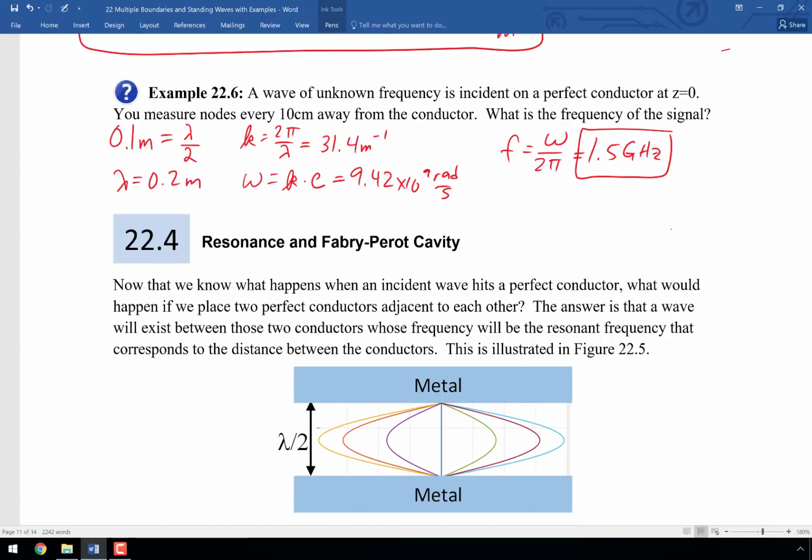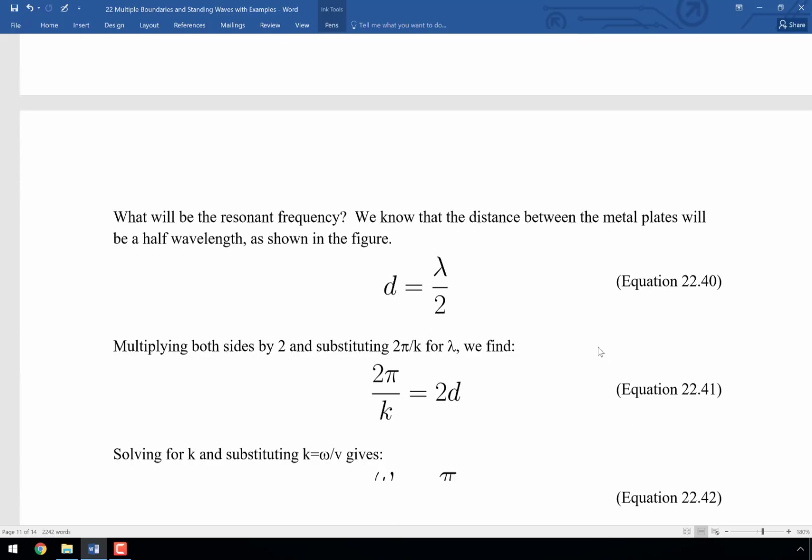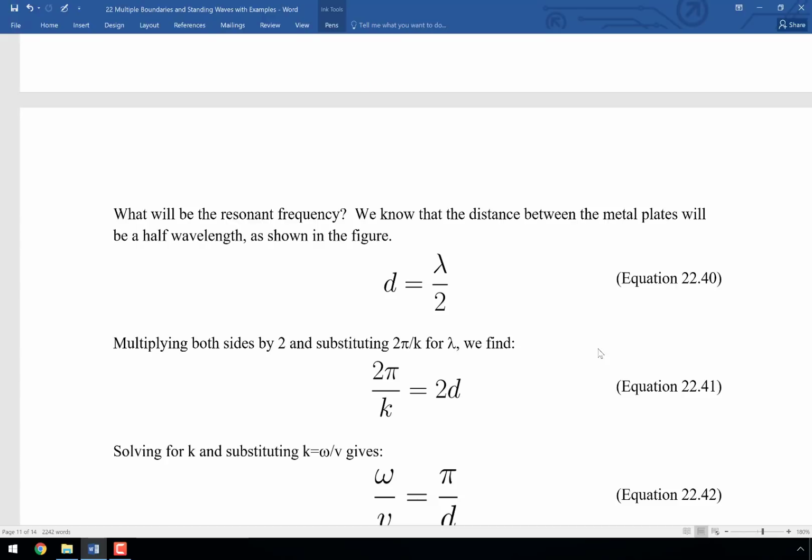And then the last topic for today is what happens if you have two pieces of metal parallel to each other and close enough that they'll interact with each other. Well, what we're going to find is that a wave is going to set itself up in that space. Let's say that this distance here we'll call d, and that wave that sets itself up is going to have a wavelength such that there's half a wavelength within that region d. So we can say d is equal to lambda over 2. We can then multiply both sides by 2. So 2d is equal to lambda.